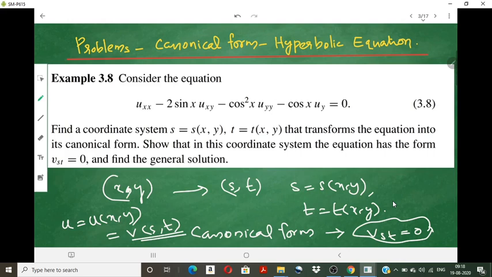In this transformed coordinate system, we have to show that the canonical form of this equation reduces to v_st equal to 0, which is a very simple form. Okay, and then we have to find the general solution. So for that, first we name the equation as equation number 1.